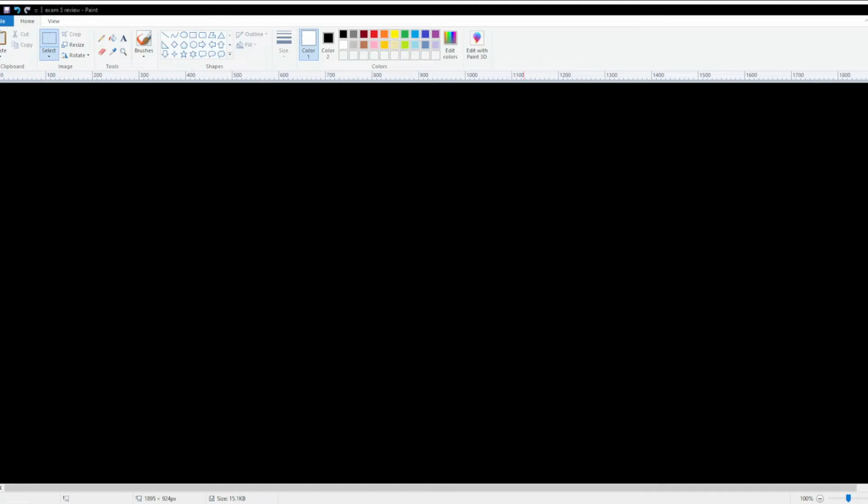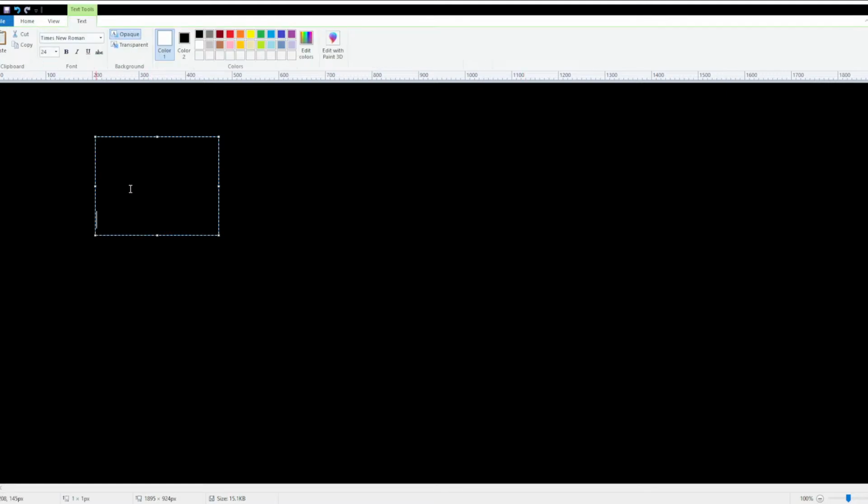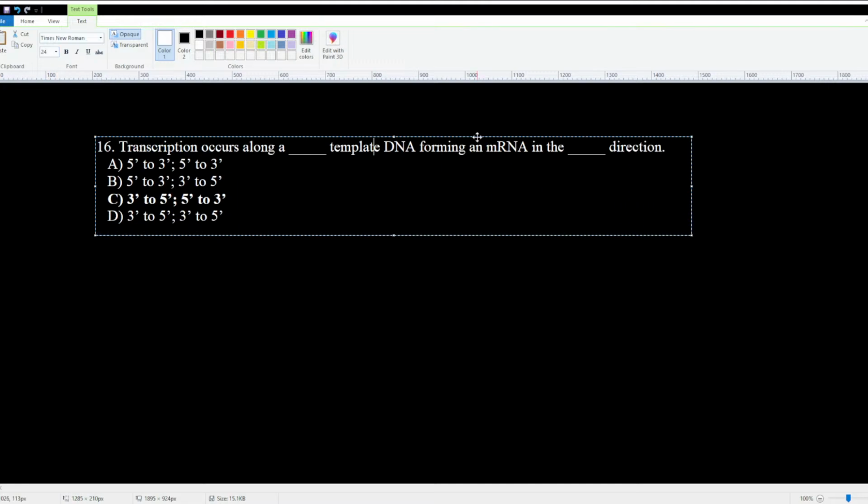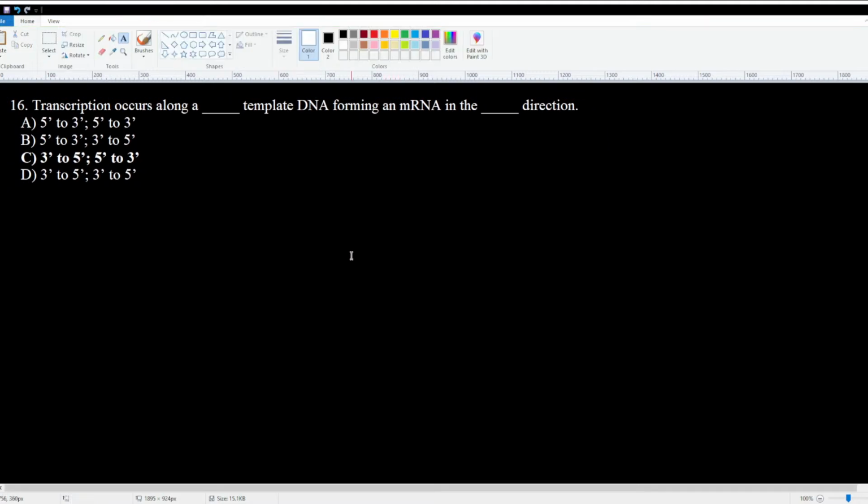Okay, question 16 is one that I got a lot of questions about. So let's take care in how we answer it. I have a perfect graph for this, so let me look it up just really quick.